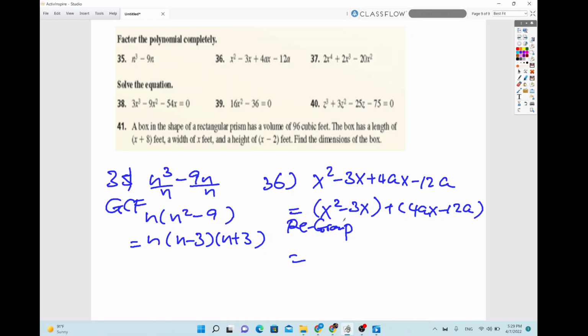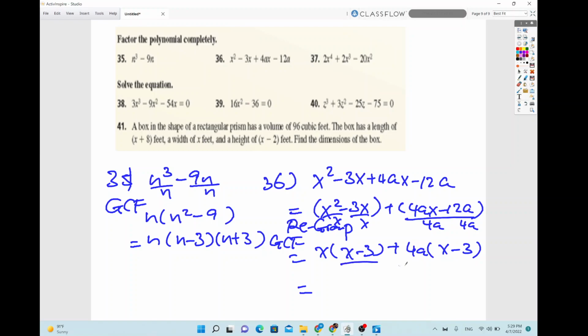And then for the first group, you want to take out the greatest common factor, so that'd be x. And what remains is x minus 3, because we took out x here. For the second group, we want to take out 4a, because that's what they share in common. Divide each term by 4a, and what we found here is x minus 3. As you can see, we took out the greatest common factor of each group. After that, you realize there's a common binomial. For the common binomial, we pull out one of those, and then rewrite the rest, so x plus 4a.